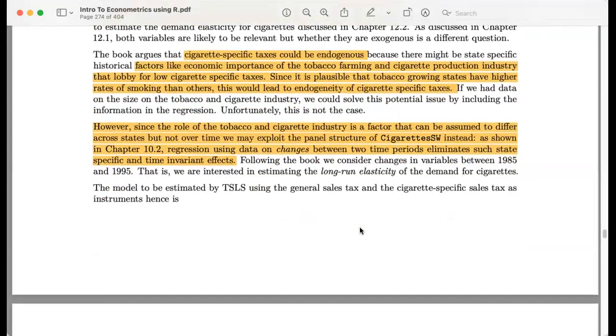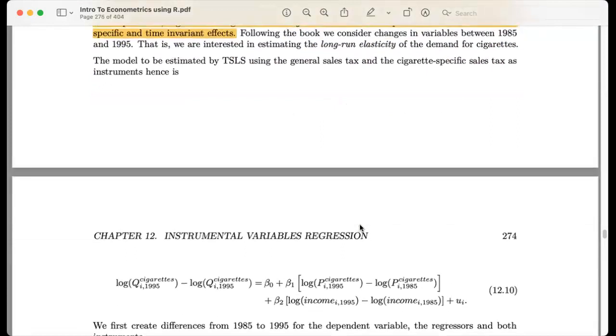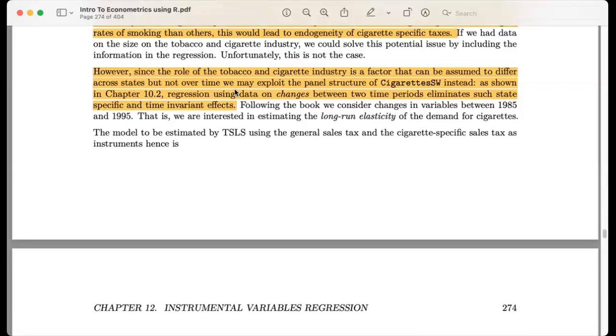We could test this to see whether the two instruments we have are valid or not. However, since the role of the tobacco and cigarette industry is a factor that can be assumed to differ across states, but not over time, we could look at, I think chapter 10, where we looked at some panel data techniques. We could use fixed effects, the state fixed effects and the time fixed effects, to get rid of this possible endogeneity of the tobacco and cigarette industry. Regression using data on changes between two time periods eliminates the state-specific and time-invariant effects, which in a sense, if we do that, we could attribute some causal power to our beta estimates.